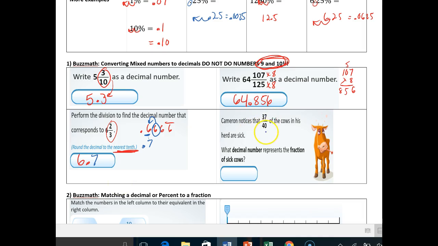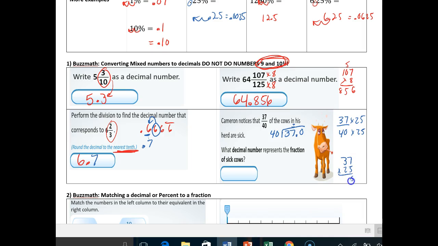Cameron notices that 37 out of 40 cows are sick. What decimal represents this? I can do this in 2 ways. I can either divide 40 into 37 and do it that way, decimal, decimal, 0, and do all that division, or I could say, hey, I know I can do 40 times 25 and make a base 10 out of it, right? 4 times 25 is 100, so 40 times 25 is 1,000. So really I just got to do 37 times 25.